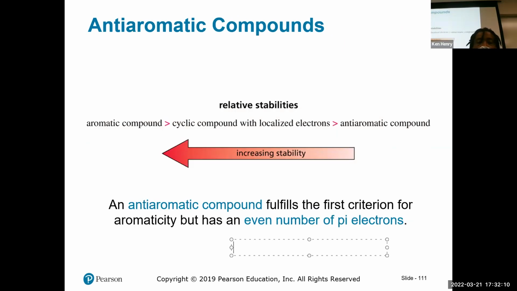Okay, so anti-aromatic compounds. Anti-aromatic compounds, the things that are going to be filling the anti part of the regions, are going to be less stable than cyclic compounds with localized electrons. And then aromatic compounds are going to be the most stable.